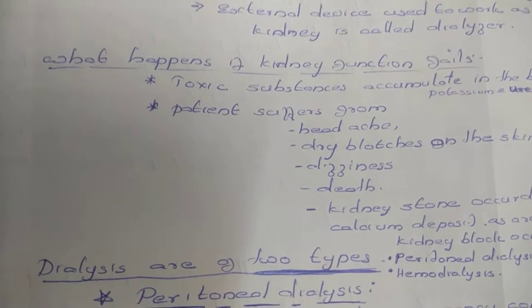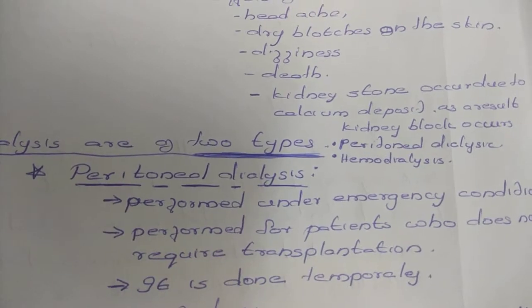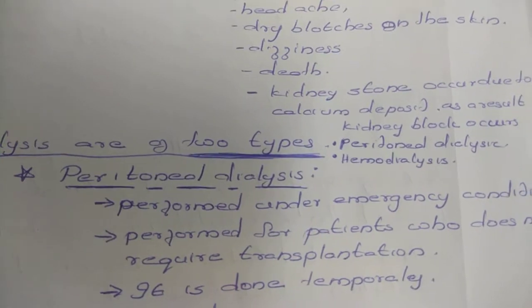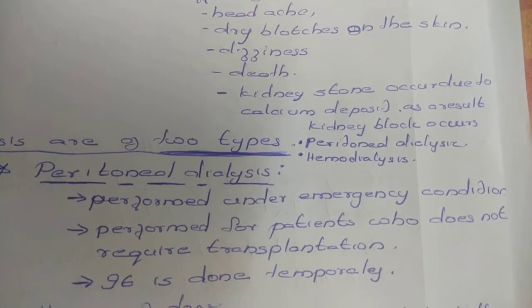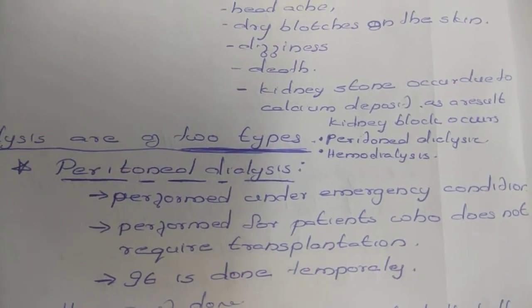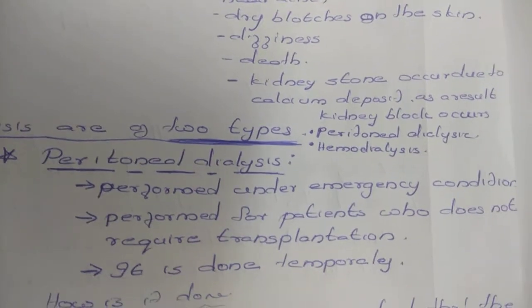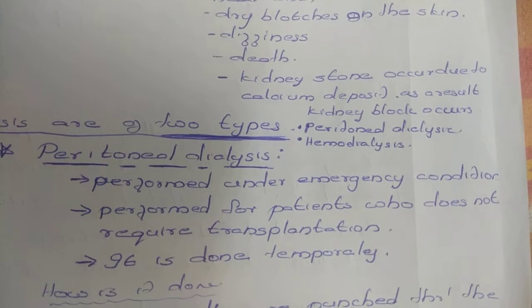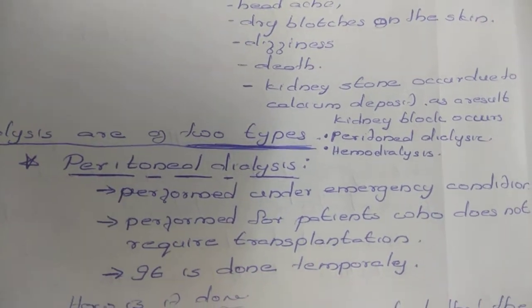What do you mean by peritoneal dialysis? This peritoneal dialysis is performed under emergency conditions. That is, when the patient does not require transplantation and when a sudden unfunctioning of the kidney is being seen, then we have to go for peritoneal dialysis. That is, it is a temporary process. Let us see how it is being done.